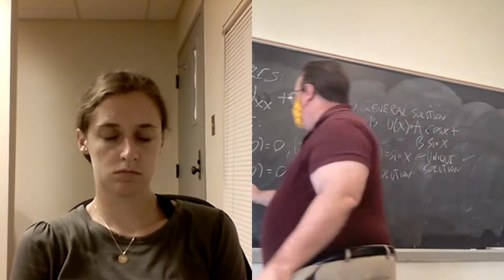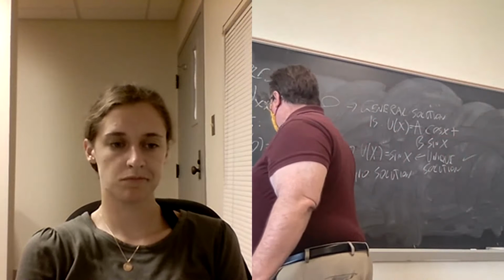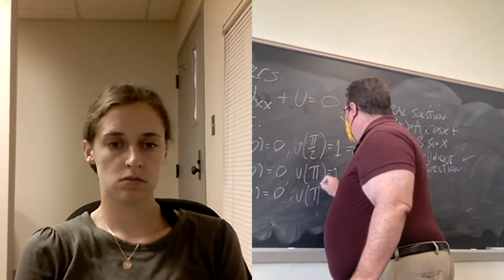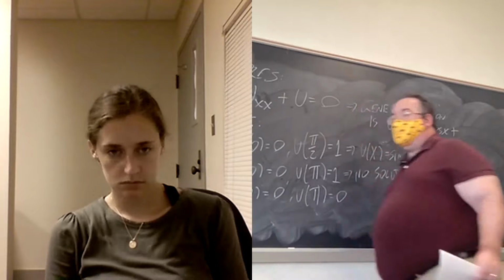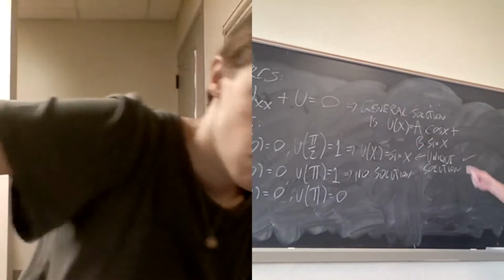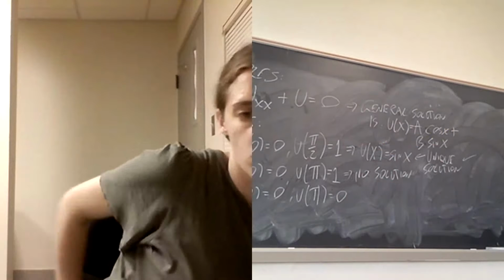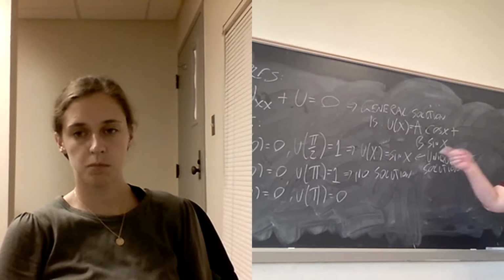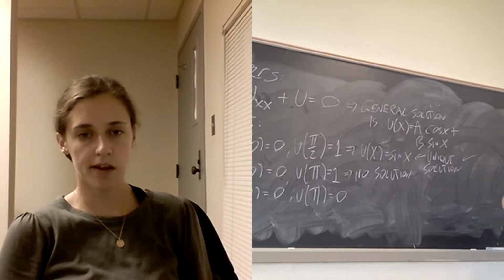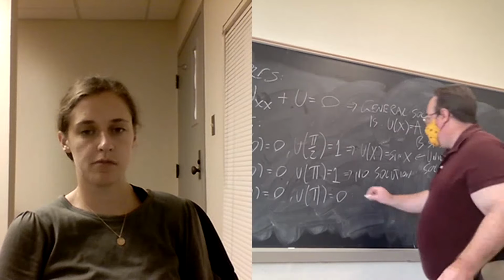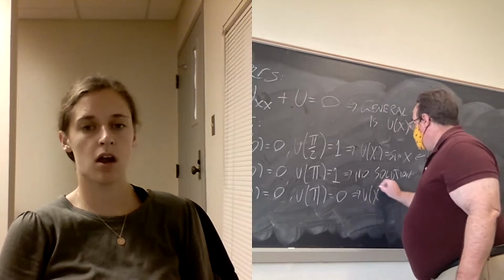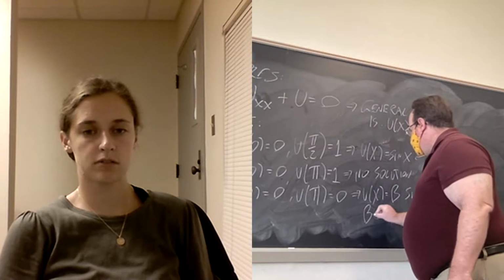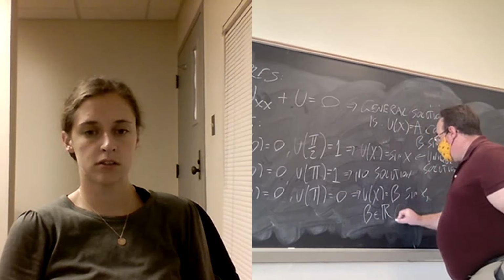The third possibility, if I set u of 0 equals 0 again, and then I set u of pi equals 0. Okay, well, because of the first boundary condition, once again, I'm going to have sine. So now I have b sine x. Now I plug in x equal pi. I'm going to get 0 no matter what b is. So b can be anything. So my solution is b sine x for any real number b.